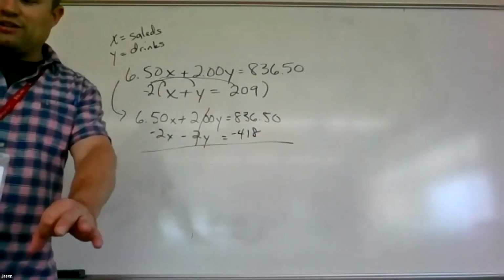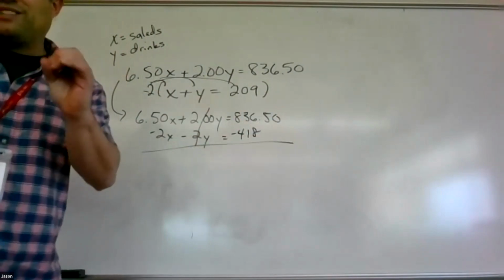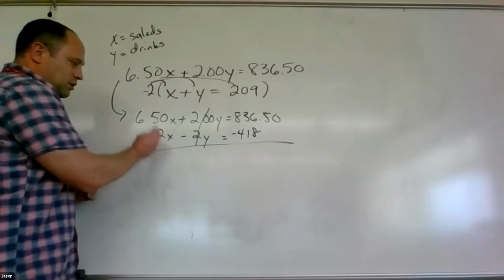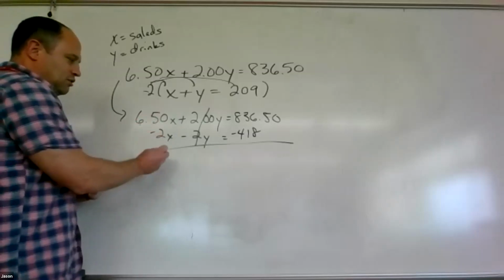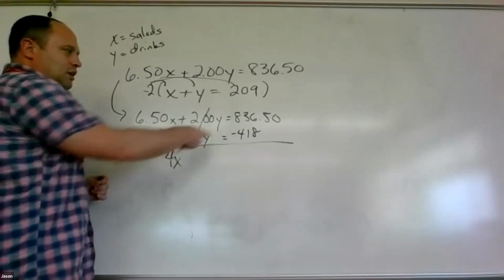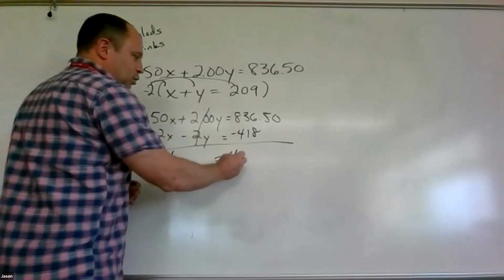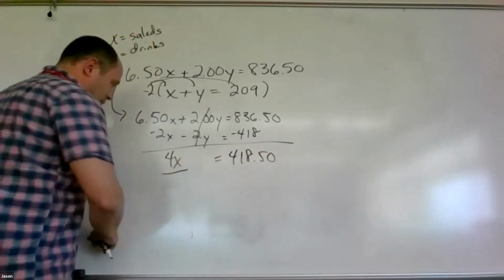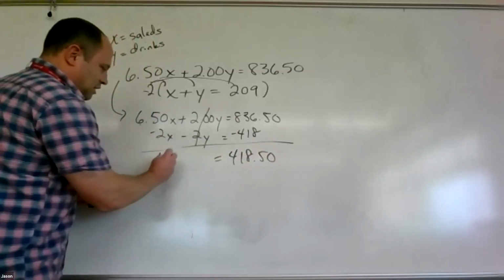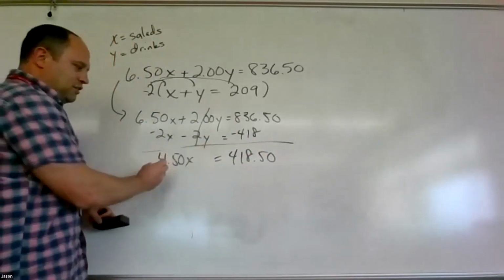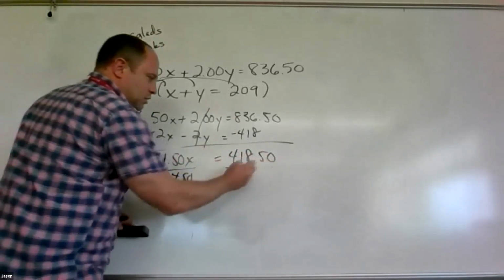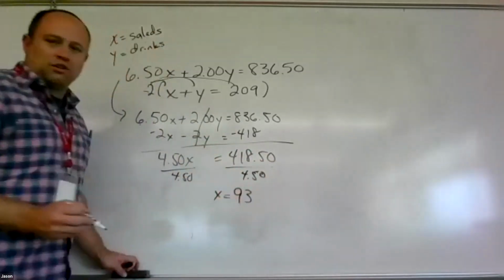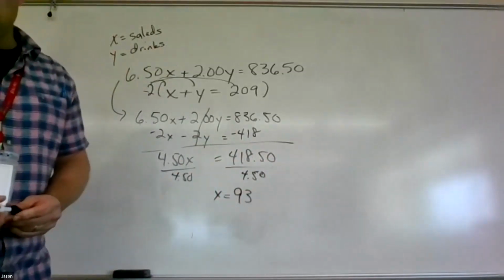And the beautiful thing is, it actually asks us to solve how many salads were sold that day. So when I subtract here, 6.50 minus 2 is 4.50x, because it'd be plus a negative. Here I subtract those, and I get $418.50. Sorry, that's 4.50x. Let me not make that mistake. To solve this, you just divide both sides by the number next to the variable. And it just so happens that the answer is 93. That's what we were trying to solve for: the number of salads.